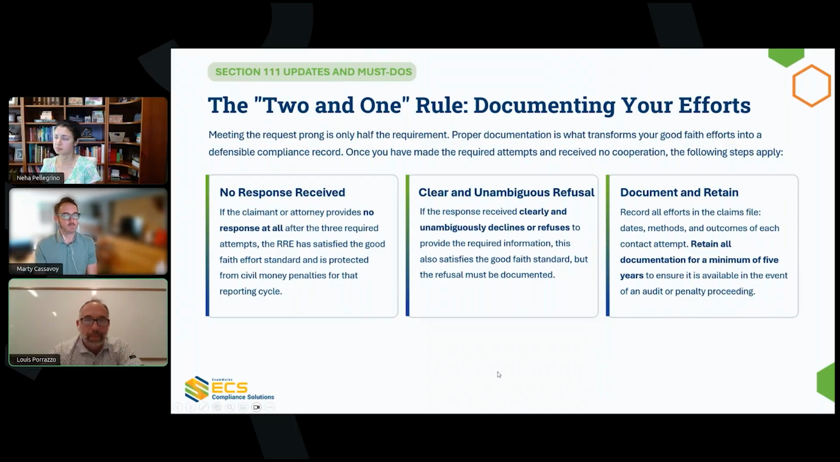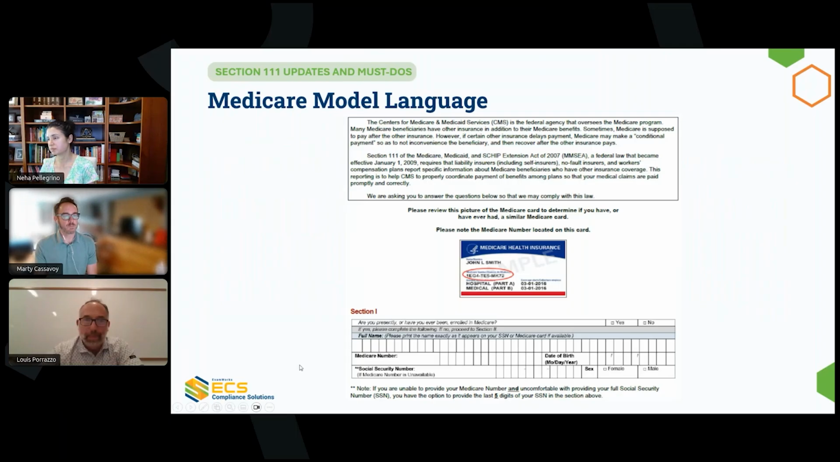Let's go on to that next slide. Here's an example of that Medicare model language form, it does talk about the limited scope of why you're asking for this information, what you're going to do with it, and you should use this as one of your attempts, whether you email this to them or you mail this to them when you send that written documentation through the U.S. Mail.